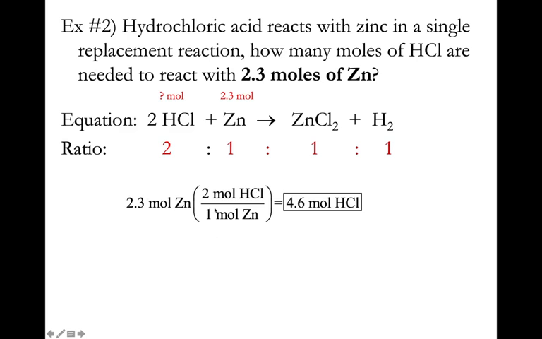So let's set it up with dimensional analysis. If I have 2.3 moles of zinc, for every 1 mole of zinc, which I'm going to put on bottom so these cancel, I'm going to have 2 moles of hydrochloric acid. So 2.3 moles times 2 would give me 4.6 moles of HCl.